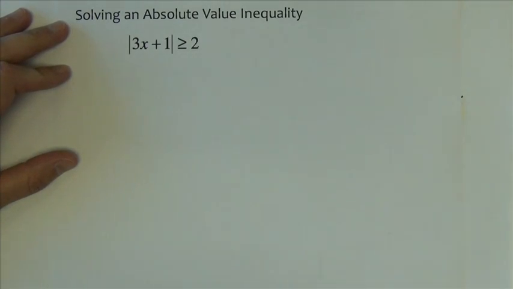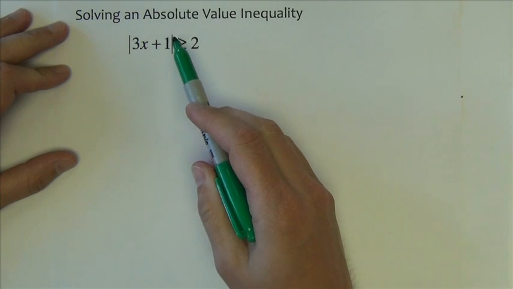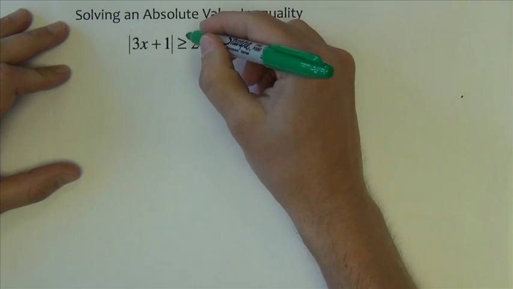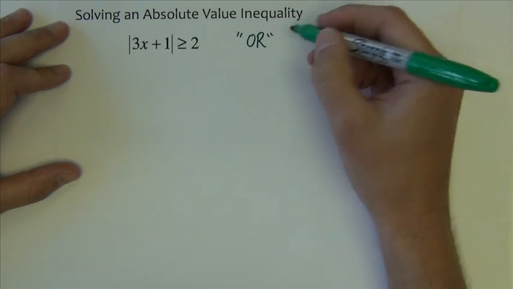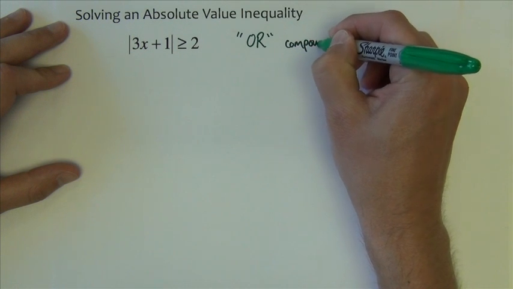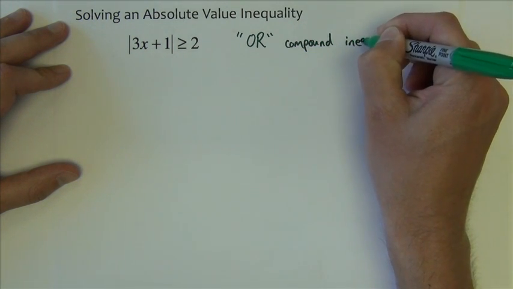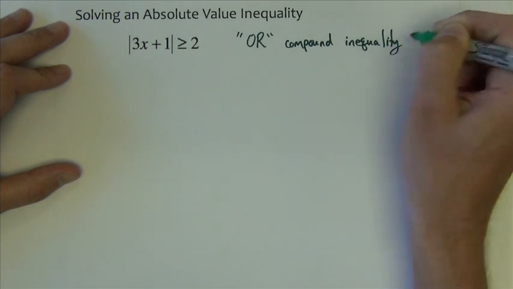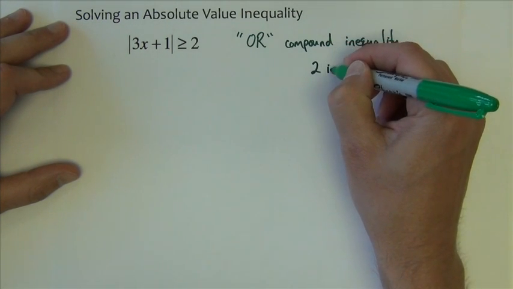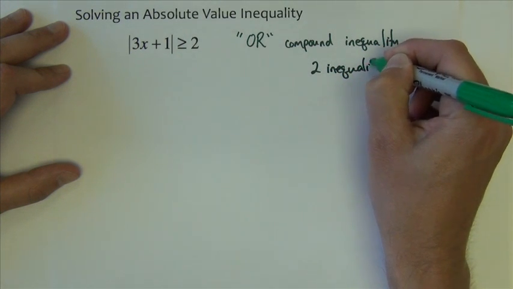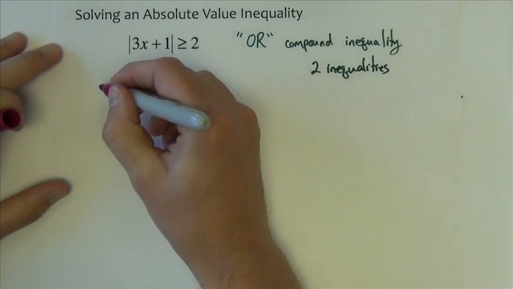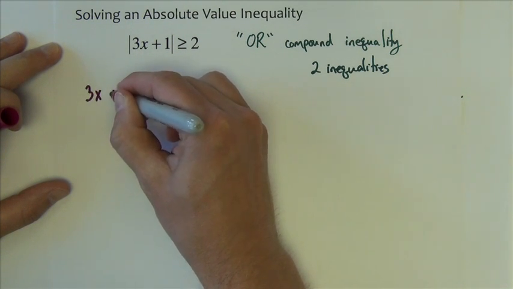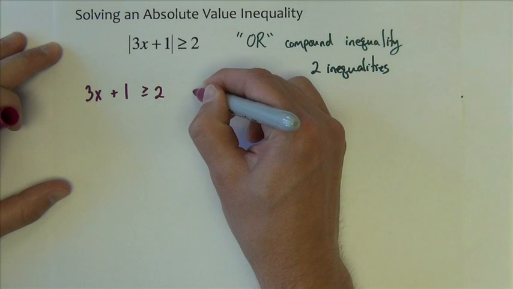This next absolute value inequality, absolute value 3x plus 1, is greater than or equal to 2. Whenever we start with a greater than, this interprets as an or compound statement. An or compound inequality. If it is an or statement, then we have to write two inequalities to solve this type of problem. And so the two inequalities are going to be this. The first one is just as it is without absolute value bars. 3x plus 1 greater than or equal to 2.